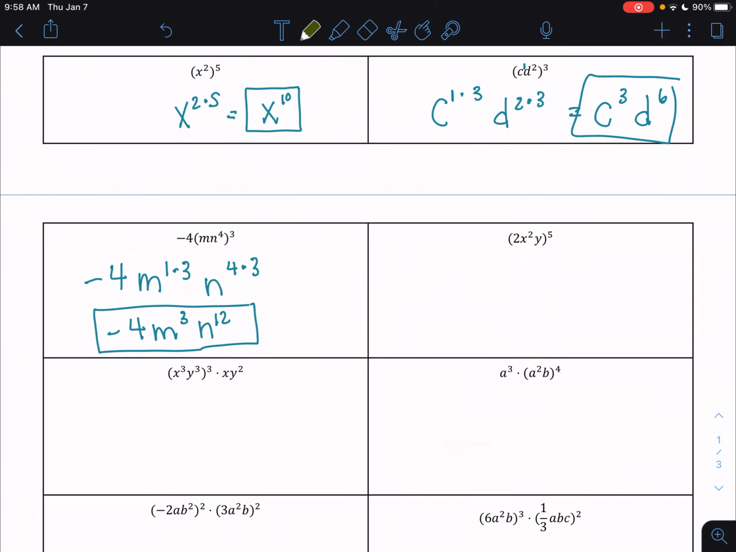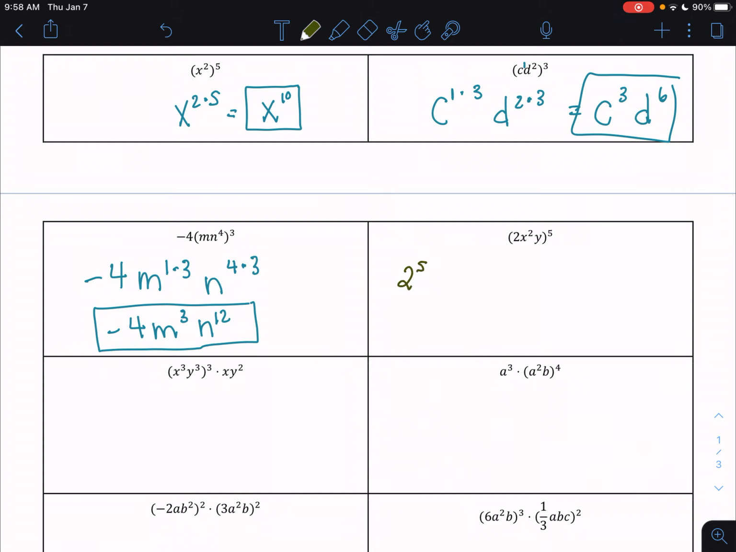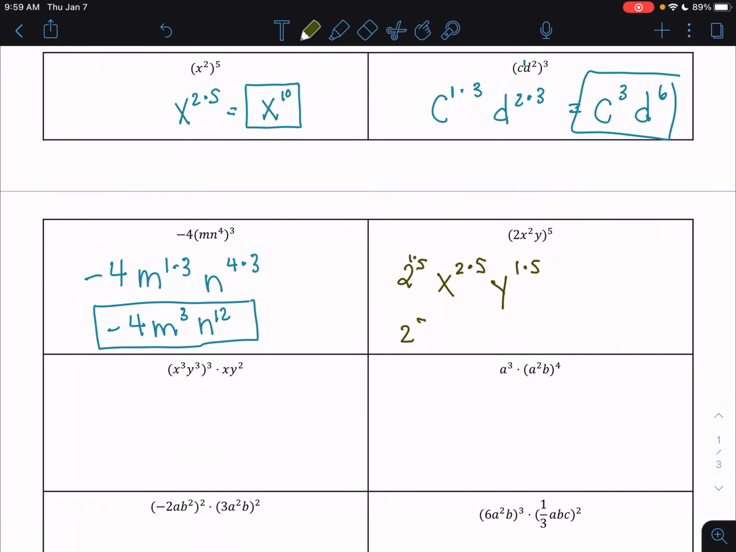Okay, so we're going to start. For this one, we have this coefficient here of 2, right? So we're going to take 2 to the 5th, or 2 to the 1 times 5, and then multiply that by x to the 2 times 5, and then y. And again, remember we have that invisible 1, so 1 times 5. You could also put that here on that 2. And then we have 2 to the 5th times x to the 10th.